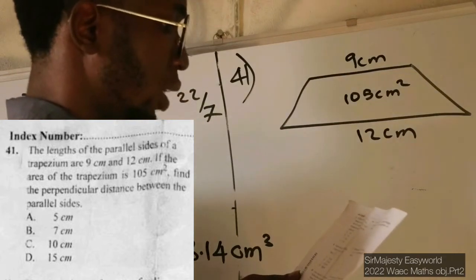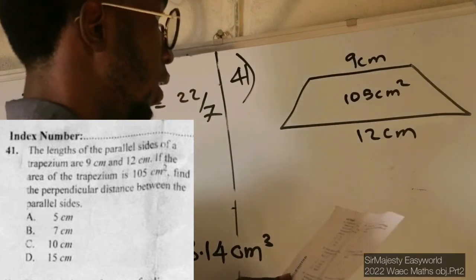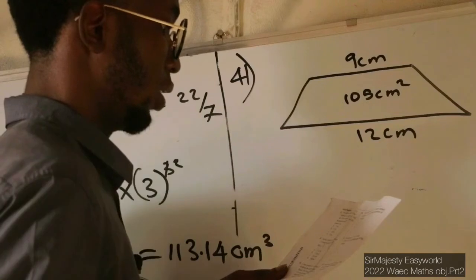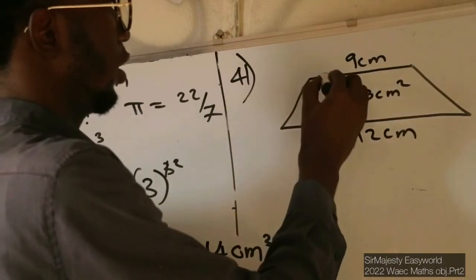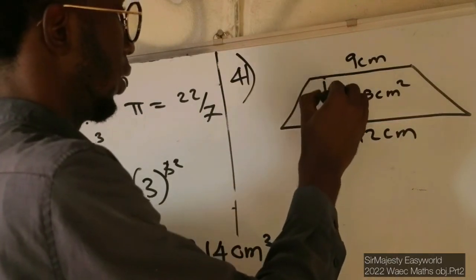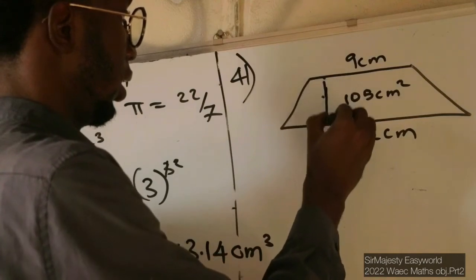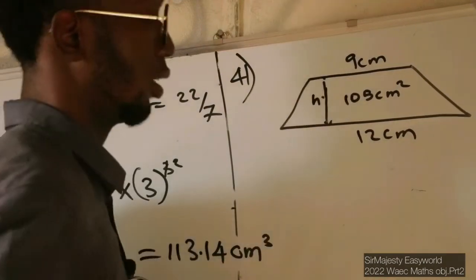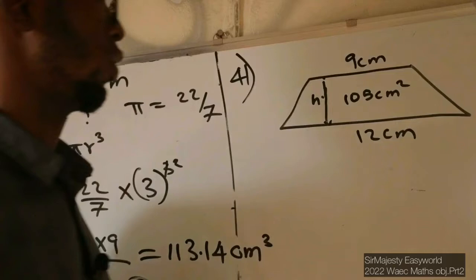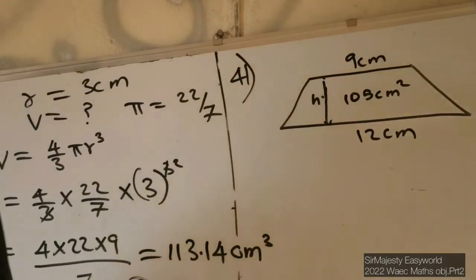find the perpendicular distance between the parallel sides. The perpendicular distance between the parallel sides, that's the distance between here and here, which is obviously the height of the trapezium. This question is just asking us to find the height of the trapezium.